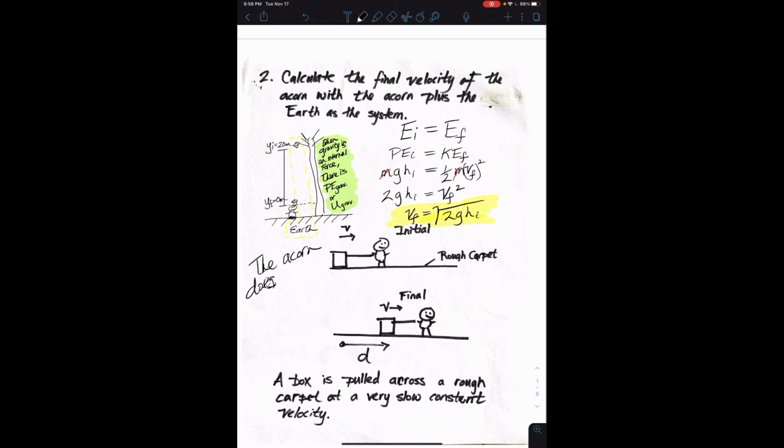Why is this not writing? Hold on, I think I fixed the stylus. Sometimes the tip of it unscrews and then it doesn't write.